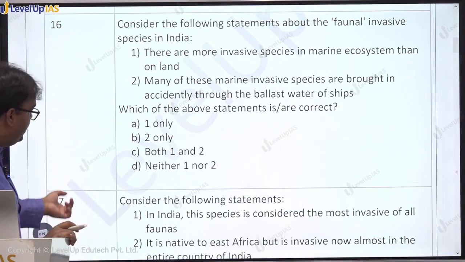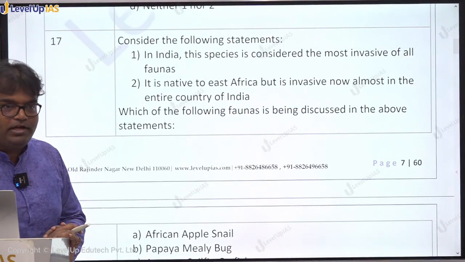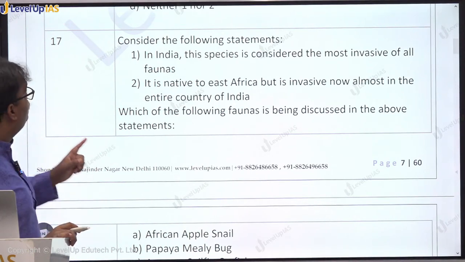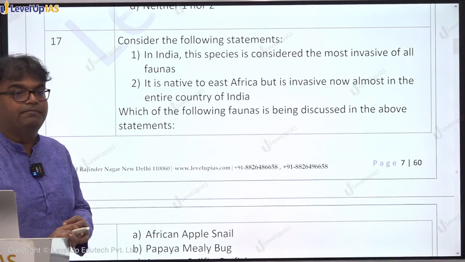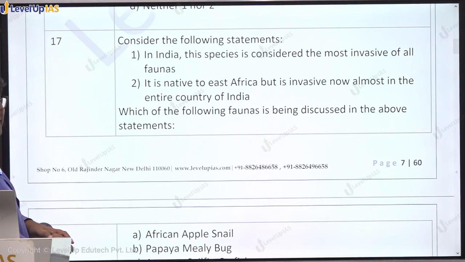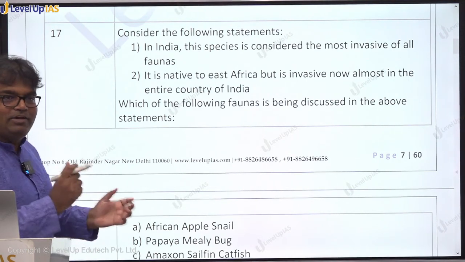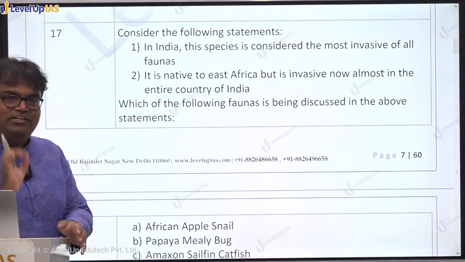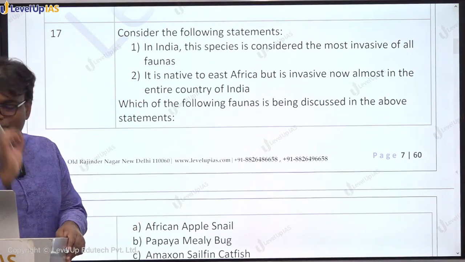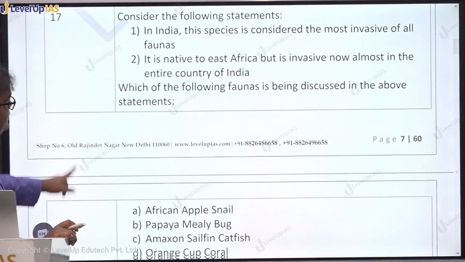16. Let's go to 17. ये सब ना उसी report से है. Zoological Survey of India का जो report हमने पढ़ा है ना, उसमें this thing is mentioned. Let's go to question number 17. In India, the species considered the most invasive of all faunas. Most invasive हो गया तो apple snail हो गया, African apple snail. It's native to East Africa, but is invasive now almost in the entire country of India. A is the answer. यही like about African apple snail. The thing that we had studied was it was the most invasive faunal species, right? So 17th ka A is the answer.